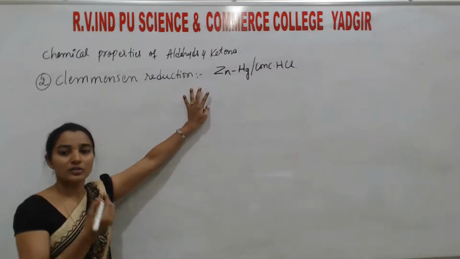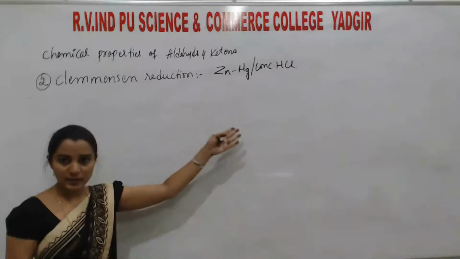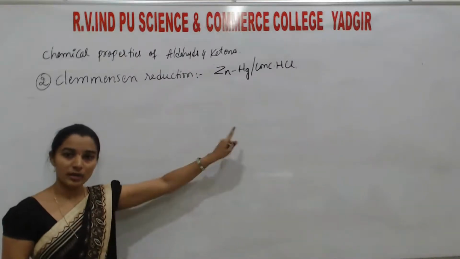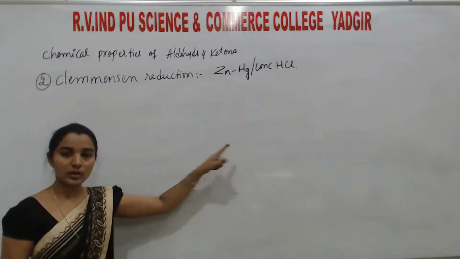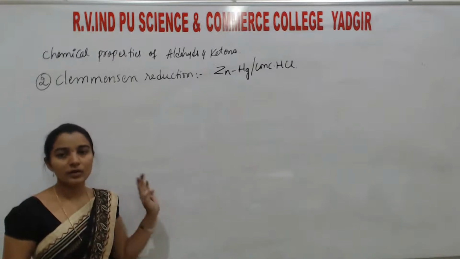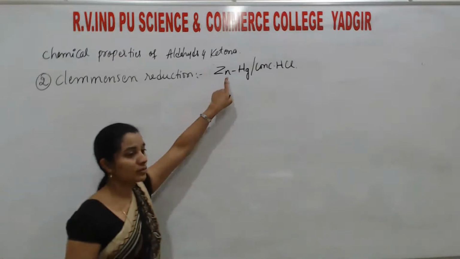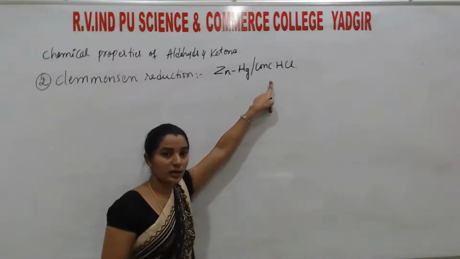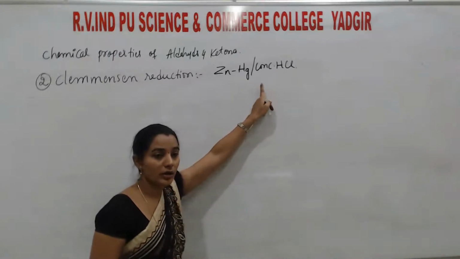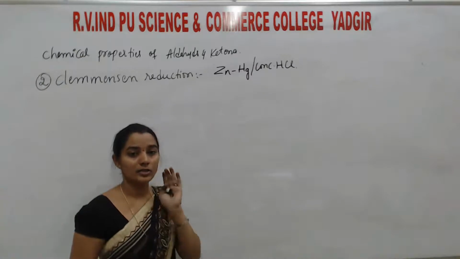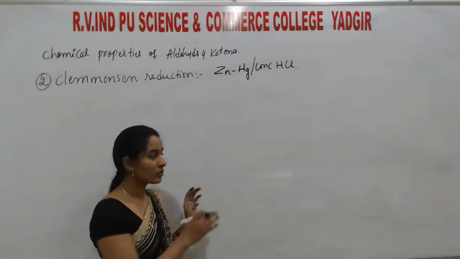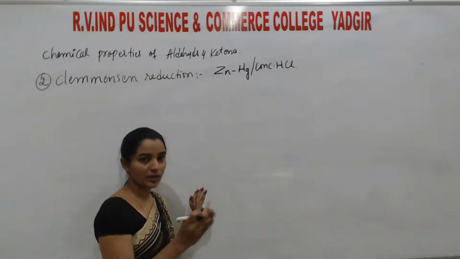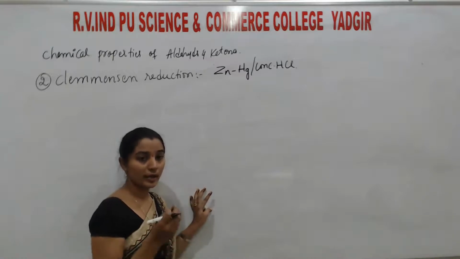Reduction means what? Addition of hydrogen. Addition takes place in the same way. If aldehyde, the primary, if ketone, the secondary alcohol only they will form. But here what is the reagent used? Zinc amalgam in concentrated HCl. This is called the Clemmensen reagent. Understood? I'll write only the general reaction because I already gave you an example.